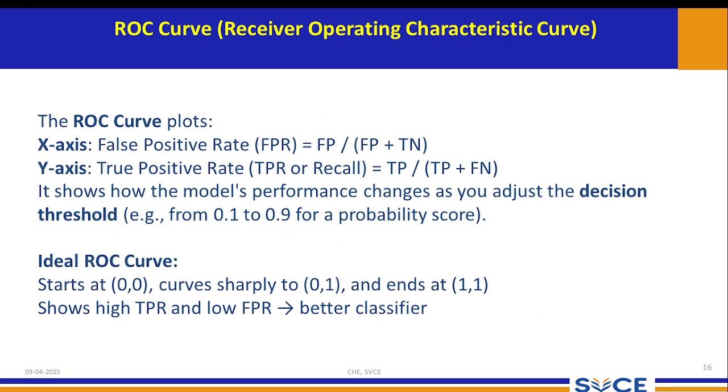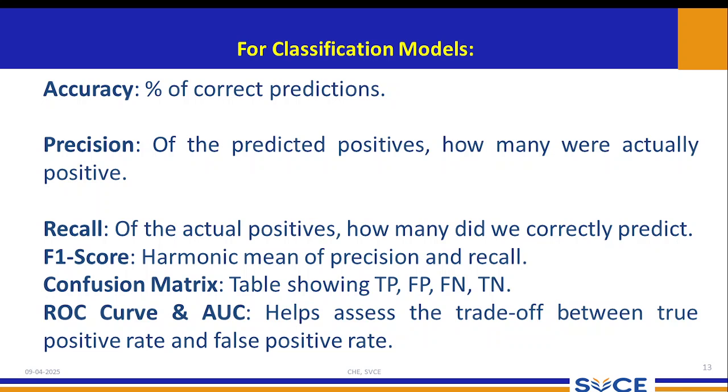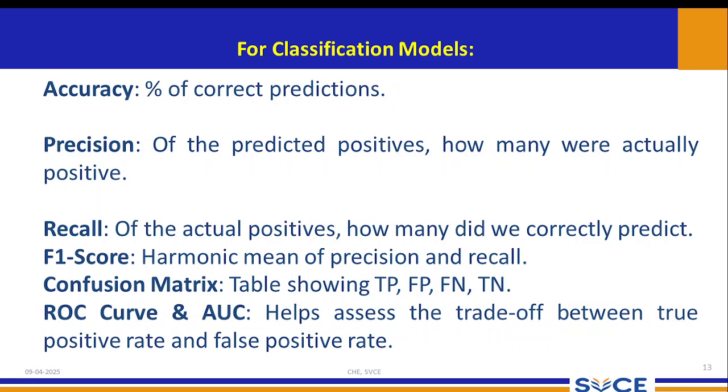ROC is the receiver operating characteristic curve. We will see these one by one, as we did for the regression models, the parameters which need to be tested to validate and evaluate the model. Similarly, for classification models we have accuracy, precision, recall, F1 score, confusion matrix, the receiver operating characteristic curve, and AUC, the area under the curve.